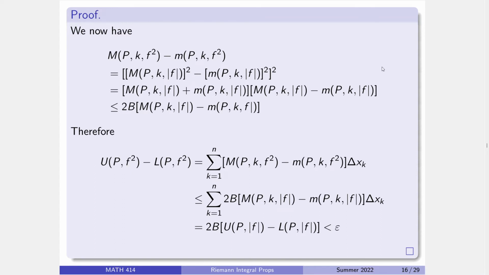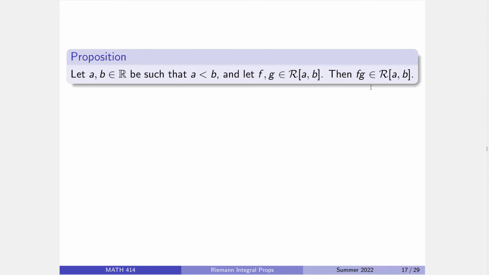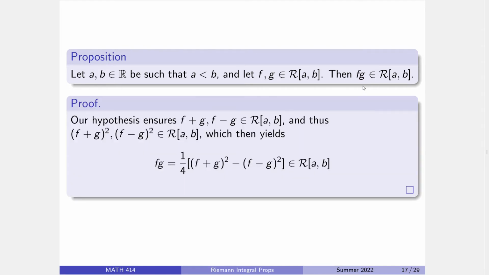Alright, and as promised, equipped with all of this, we can now prove that the product of any two Riemann integrable functions remains Riemann integrable. What is the integral equal to? I don't know, you figure it out. But here's how you figure out that a product works.